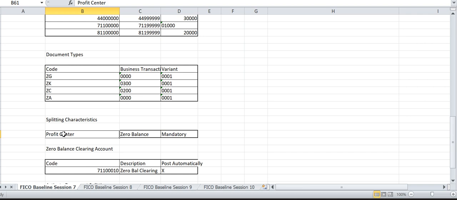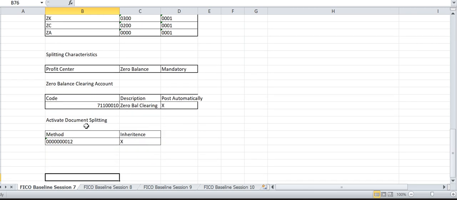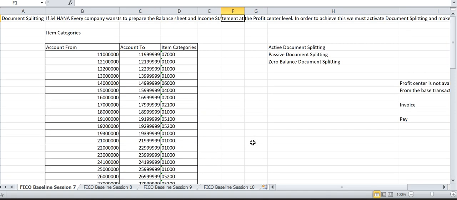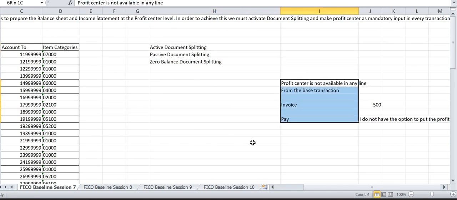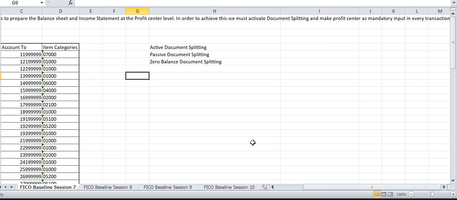That is what we tell in this particular configuration. We are saying profit center is mandatory, and profit center is my splitting characteristic, and we are using this standard method with the inheritance checkbox. So now we have understood active and passive document splitting. Active document splitting means in one line there will be a profit center, and in the other line the profit center will be derived. And passive document splitting means there will not be a profit center in any line, but it will be derived from the base transaction.